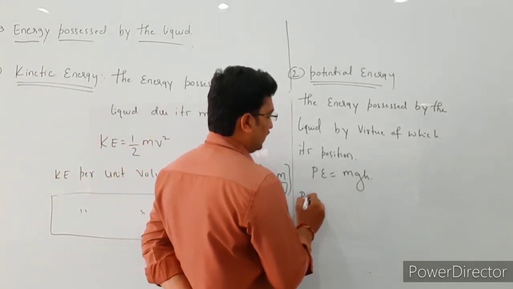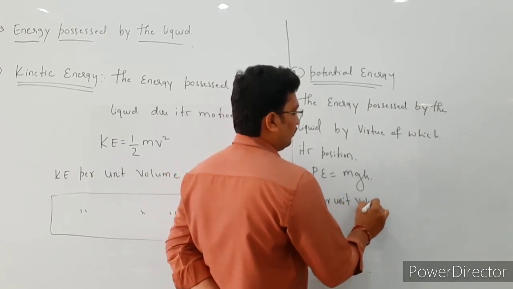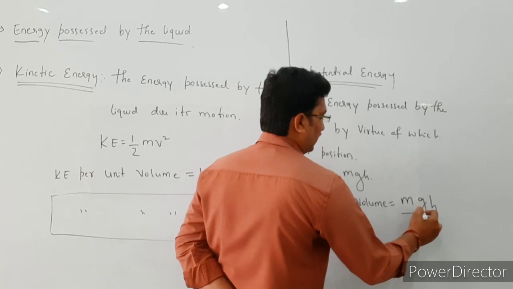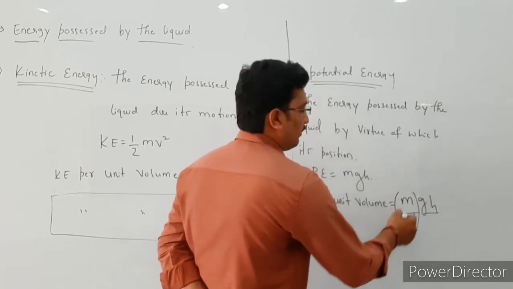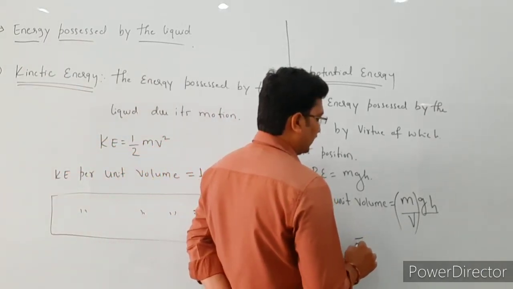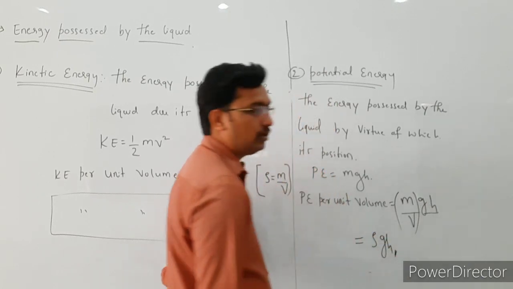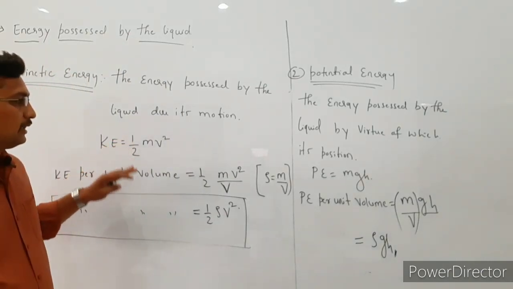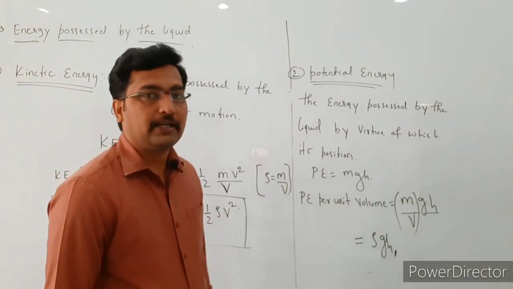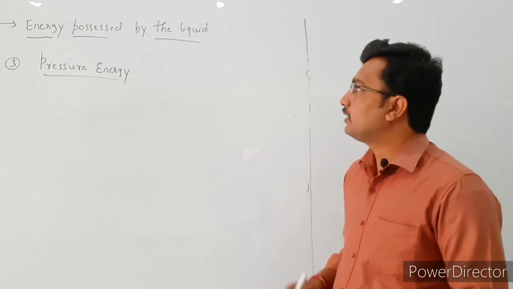Then potential energy per unit volume is equal to mgh whole divided by volume. Already we know that mass per unit volume is nothing but the density. So the expression to calculate the potential energy per unit volume is rho gh. So this is the kinetic energy, and the kinetic energy per unit volume expression is 1 by 2 rho v square, and this is the potential energy, and the potential energy per unit volume expression is rho gh.